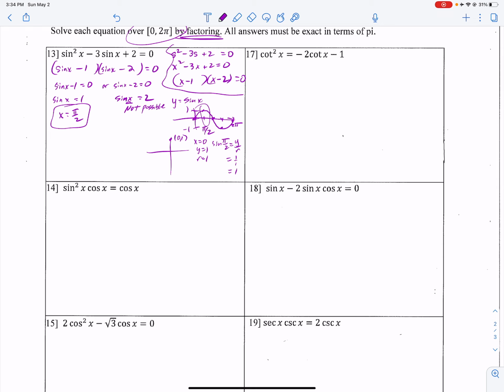You need to, on this one, move that cosine of x to the left and set this equal to 0. And then these two terms have a common factor of cosine x. I'm going to pull out the cosine x. And that leaves me with sine squared of x. And be careful, when I pull out cosine, I'm dividing by cosine. This is a 1. So look at that factoring.